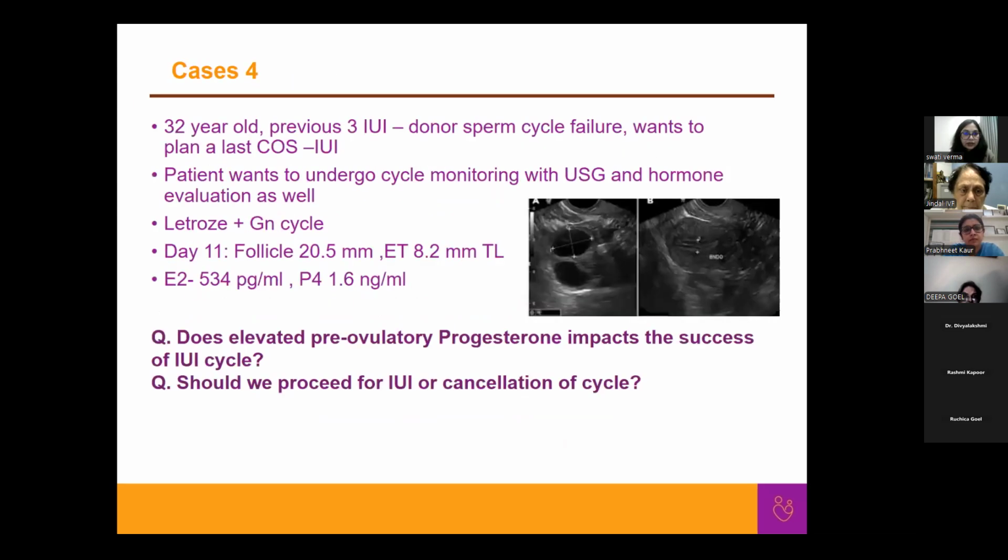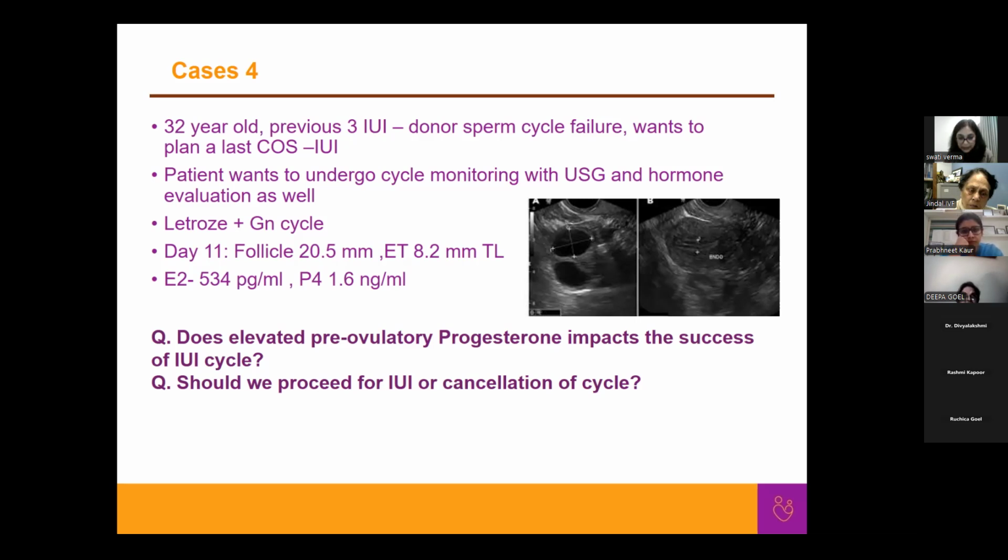Yes, yes. So moving on to the next case, which is a 32-year-old female with previous 3 IUI donor insemination cycle failures. Now she wants to go for the last IUI cycle, and the patient request is ultrasound as well as hormonal monitoring before IUI. This was a letrozole plus gonadotrophin cycle. On day 11, the follicle was 20 millimeter and the endometrium was 8.2 millimeter, triple line endometrium, as we can see in the picture. E2 level was 534 and progesterone was 1.6.